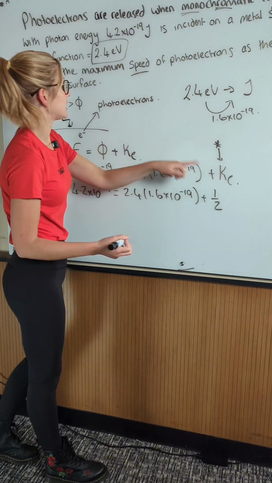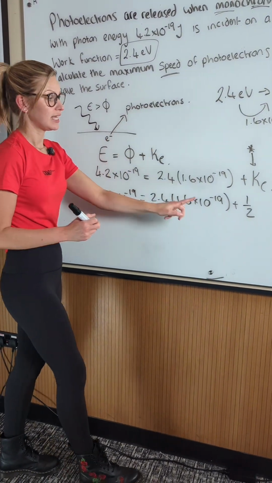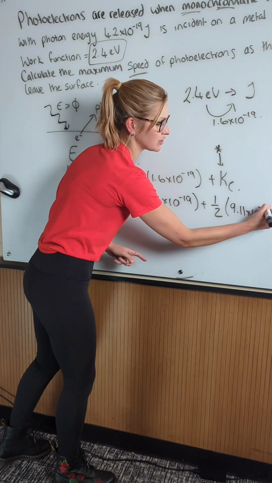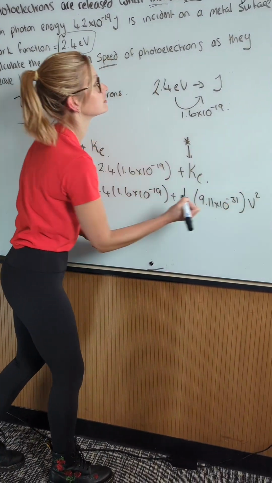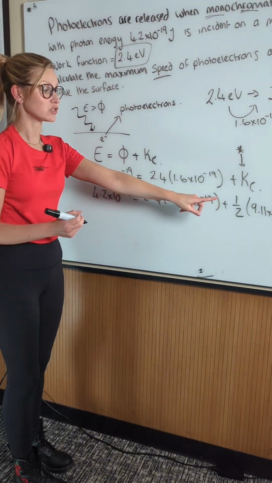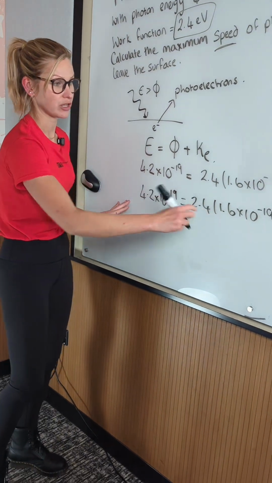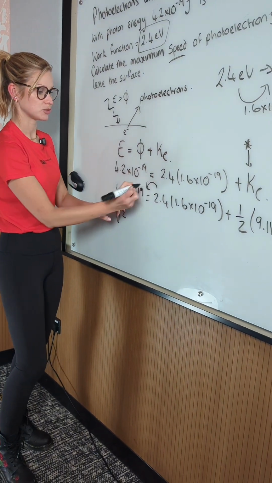Okay. Because it's an electron, a photoelectron, I need to look at my data sheet to find the mass of the electron. And the mass of the electron is 9.11 times 10 to the negative 31. And then I have to multiply that by v squared. Okay, so what I'm trying to figure out is what v squared is. So to find v squared, I can just rearrange this math now. I can take this over the magic bridge, so it becomes subtract.